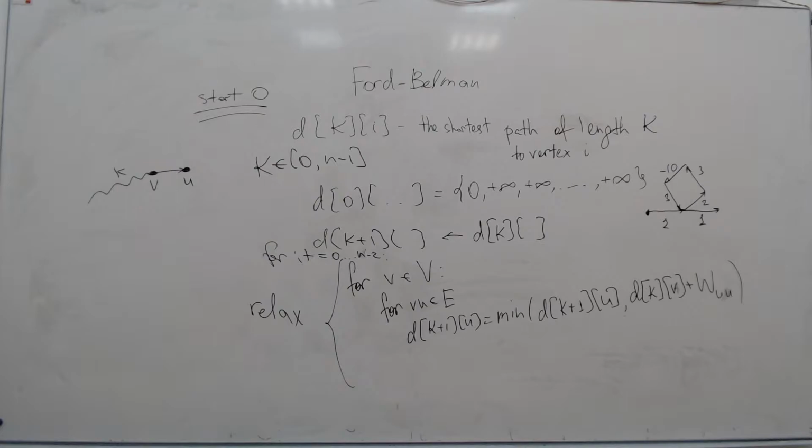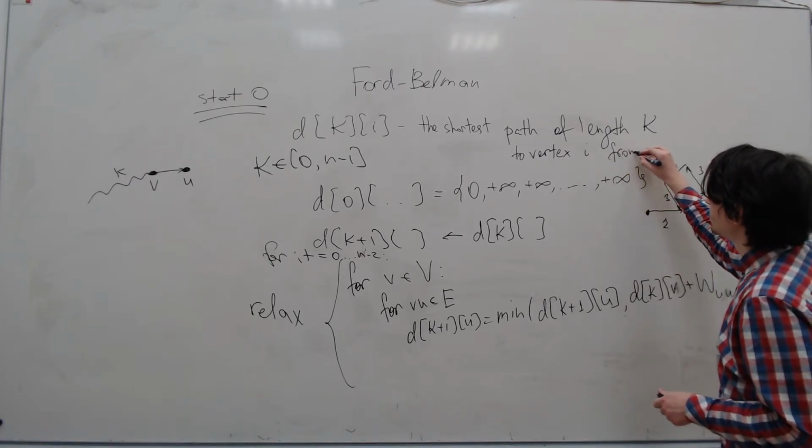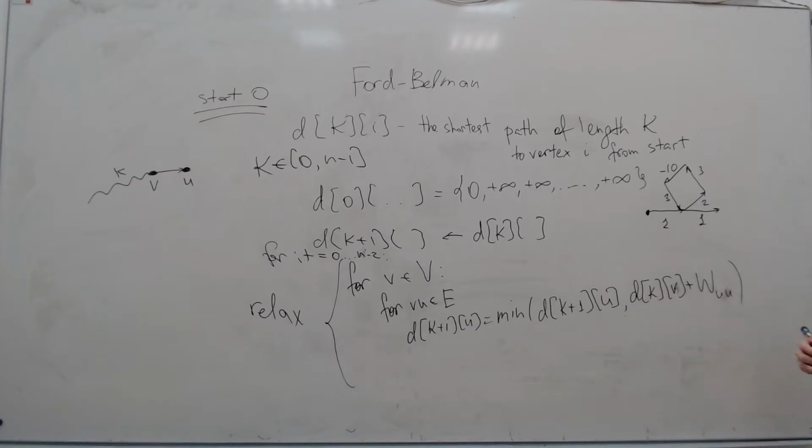Actually, it's not clear to me. The shortest path, it means to vertex i. It means the shortest path from some 0 point, from the start. Yeah, from the start. Okay. And we have to calculate the shortest path to all vertices from the start vertex.